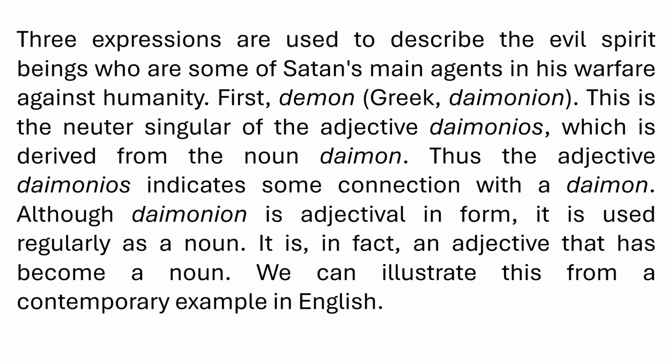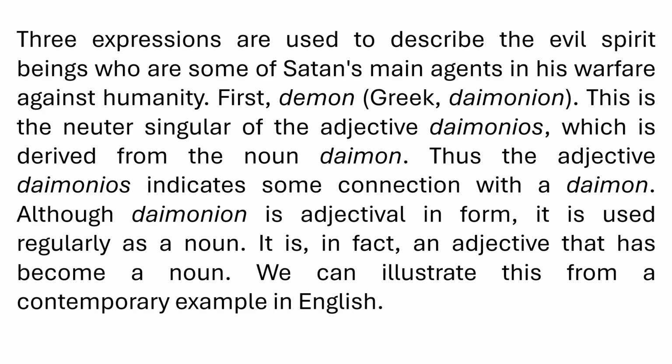Three expressions are used to describe the evil spirit beings who are some of Satan's main agents in his warfare against humanity. First, demon, Greek, daimonion. This is the neuter singular of the adjective daimonios, which is derived from the noun daimon. Thus the adjective daimonios indicates some connection with a daimon. Although daimonion is adjectival in form, it is used regularly as a noun. It is, in fact, an adjective that has become a noun.